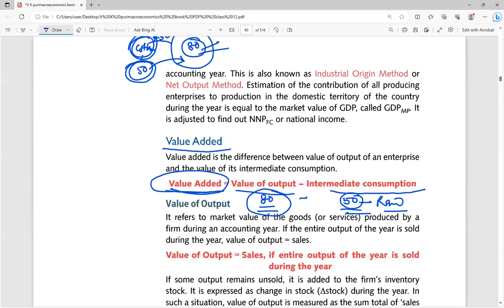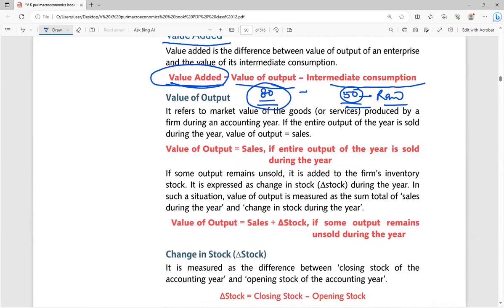Now, if you ask me what the value of output should be, how could we find out the total value of output in our country? It is sales, if the entire output of the year is sold during the year. Here 80 rupees was the sales, and that is the value of output. If all the goods you produce are already sold, then value of output is only sales. Value of output could be different also.